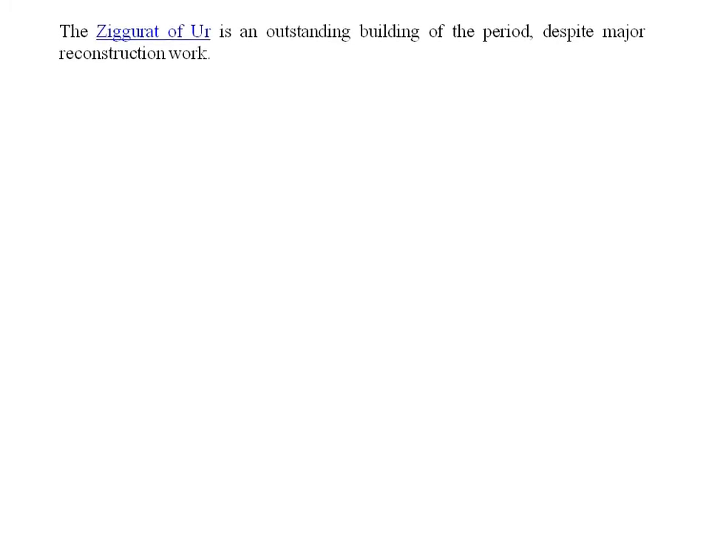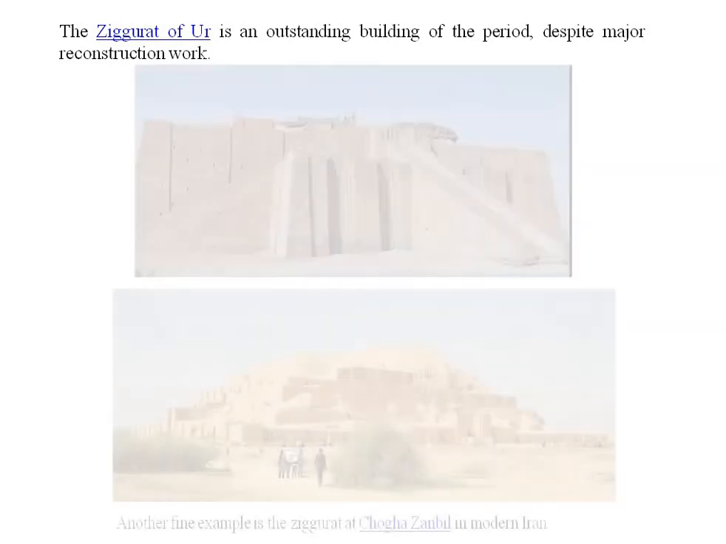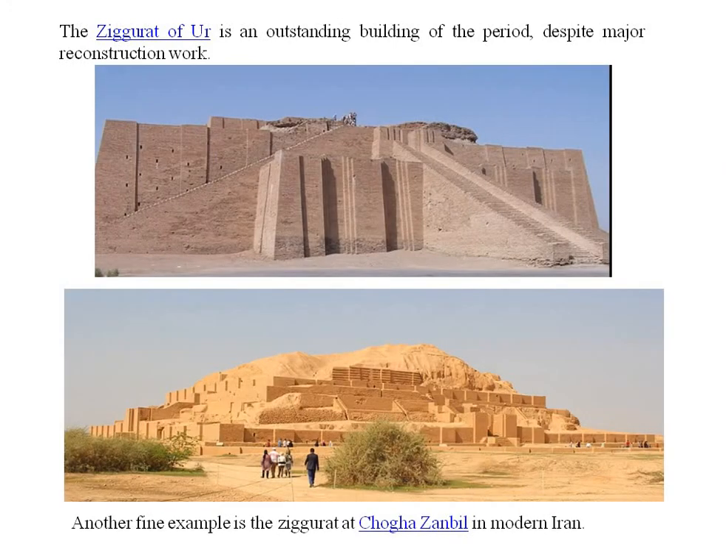The Ziggurat of Ur is an outstanding building of the period despite major reconstruction work. So you can see this is the Ziggurat of Ur, made up of mud bricks. Isn't it amazing? It looks so huge. At that time there was not much material and no technology, only the creativity of man, and they built such a huge building.